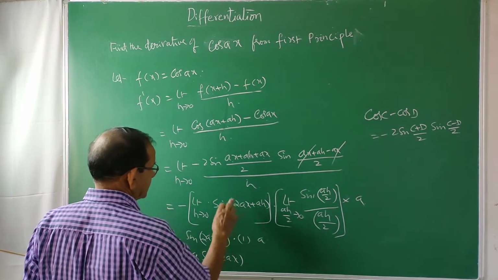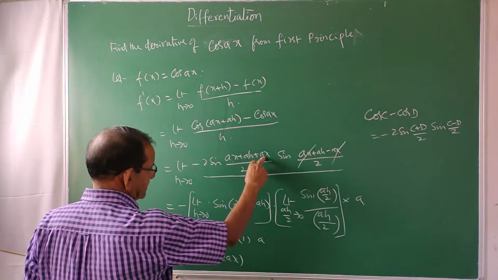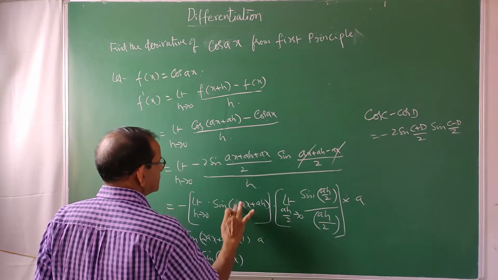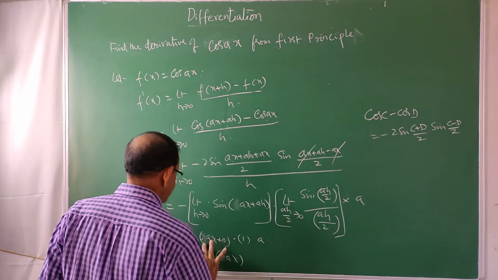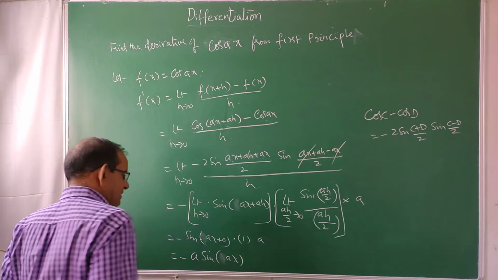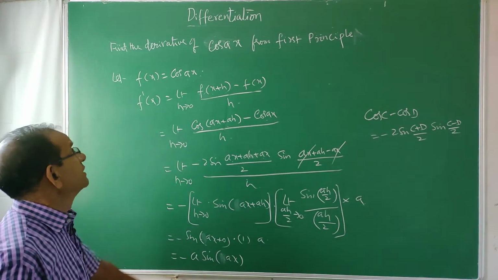Here one mistake has happened: (ax plus ax) by 2 is ax, so it is only ax, sorry. It is only minus a sin ax.